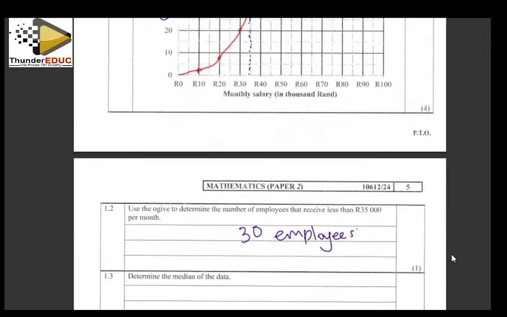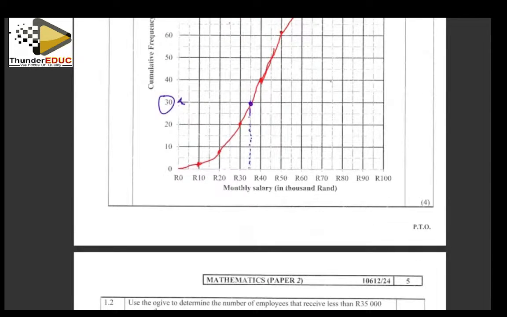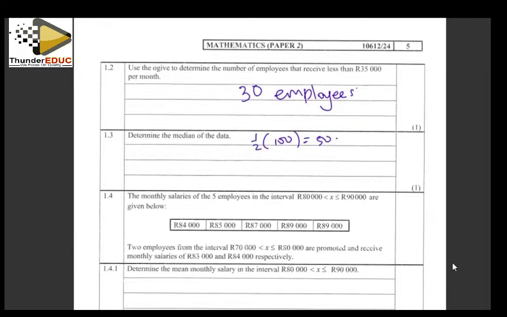All right, then next question, determine the median. So for us to get the median, we know that we have 100 employees, so we need to get a half of 100, or you can say half of 100 plus 1, which will give us a 50 or 50,5. I'm going to just look for 50. Follow this line of 50 up until it meets the ogive, and then let's take the reading. So this represents the median, which is 45,000. So the median will be 45,000 rands.